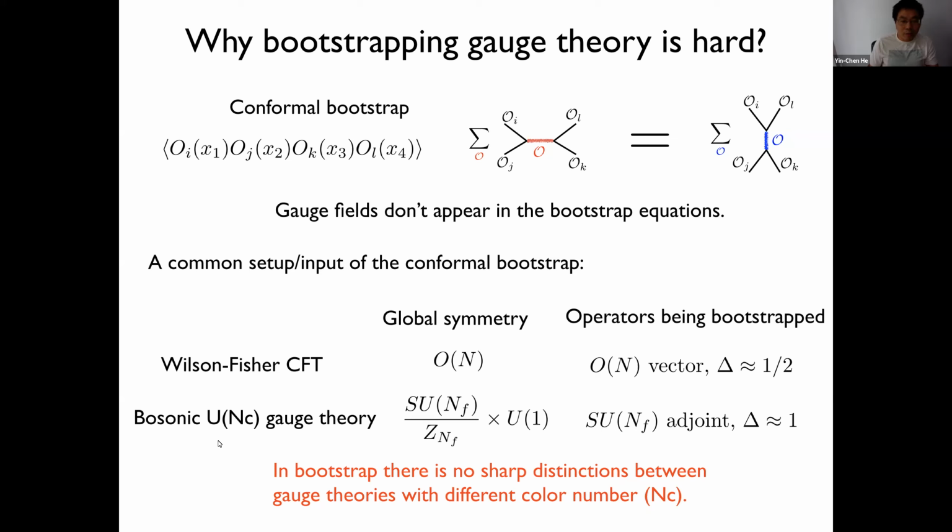For example, we can consider a bosonic gauge theory that has bosons interacting with a U(N_C) gauge field. So now the global symmetry of this theory will be SU(N_F) cross U(1), which is independent of the color number N_C. And you can choose operators like the SU(N_F) adjoint, whose scaling dimension will be around 1 in 3 dimensions, which also has very little dependence on N_C if N_F is large enough. So it's clear that in such a setup, there's no sharp distinction between gauge theories with different color number.